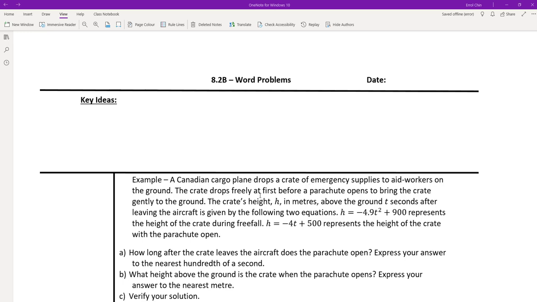The crate drops freely at first before the parachute opens to bring the crate gently to the ground. The crate's height h in meters above the ground t seconds after leaving the aircraft is given by the following two equations. So h is equal to negative 4.9t squared plus 900 represents the height during free fall. And then instantaneously, this formula, h is equal to negative 4t plus 500, represents the height of the crate when the parachute opens.